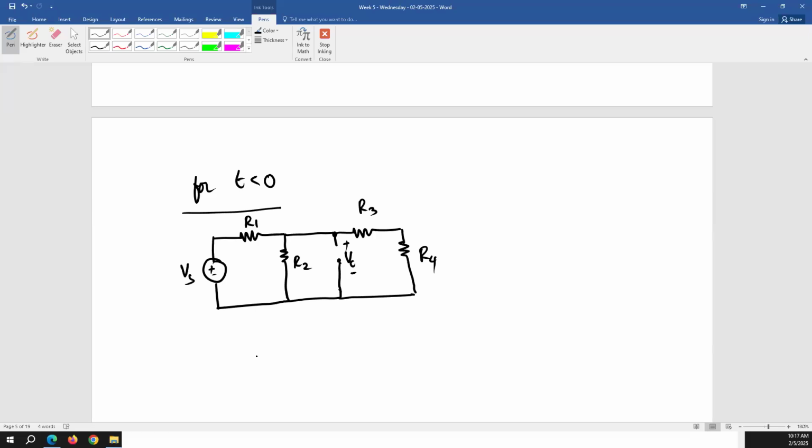Yeah, R3 and R4 in series, which is in parallel with R2. And you just have to stop over there. You don't have to go beyond that, because why? Because you're trying to figure out the voltage across R2, right?